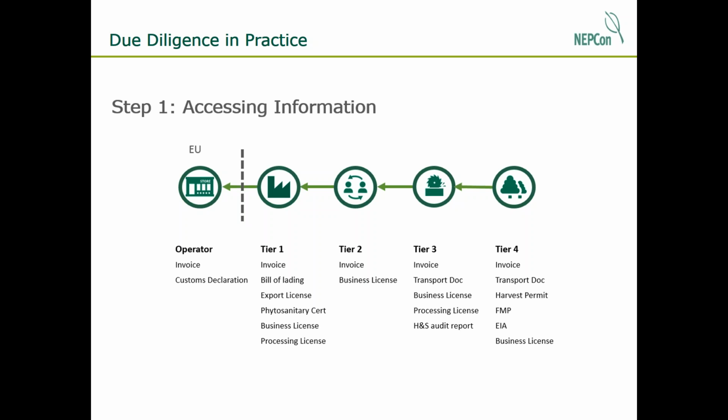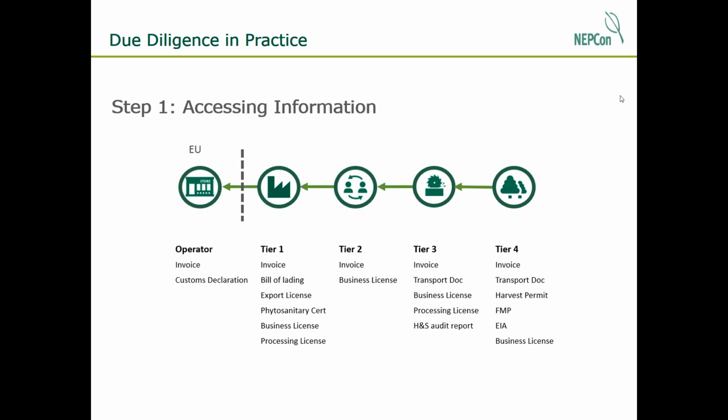Next is to collect supporting evidence on that supply chain. So can you provide not just your supplier's declaration on which companies are involved in the supply chain, but can you provide an invoice trail showing the trade between those companies? And then can you collect relevant documentation indicating legal export from the country of harvest, even legal harvest at forest level if applicable.